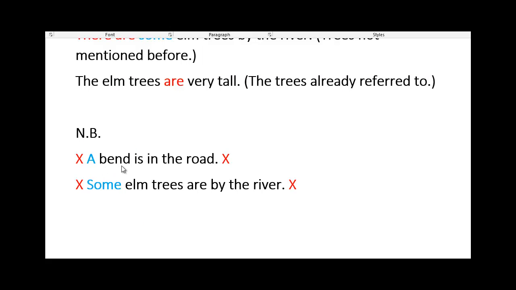Obviously, it's not right to say a bend is in the road. You can't say this. You say there is a bend in the road, but you don't say a bend is in the road, okay? Some elm trees are by the river. That's not the right way to say it, okay? You use the words there are some, okay? Good.